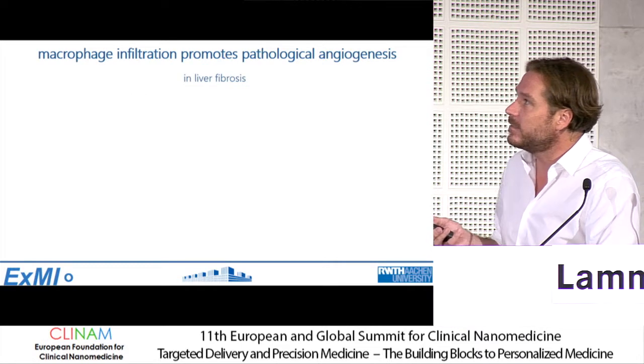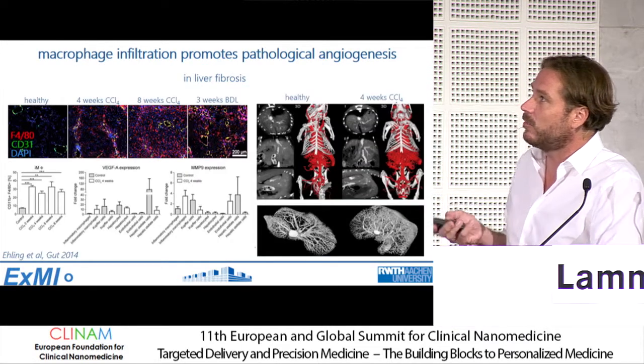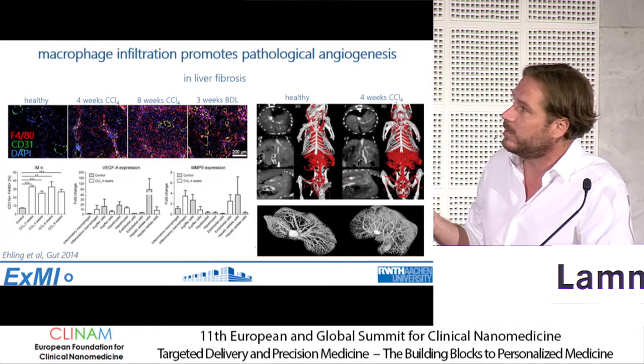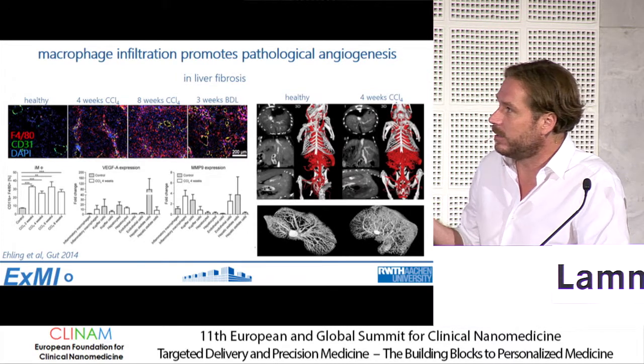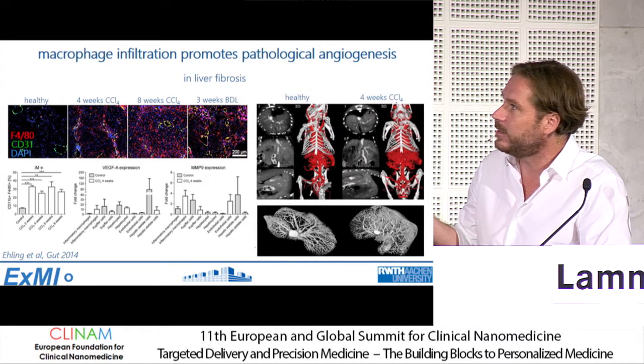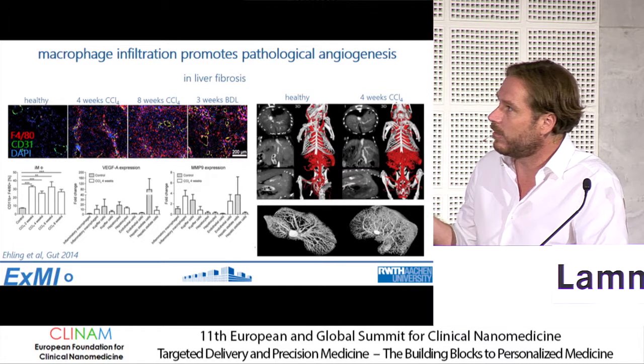And we have good evidence that that is actually the case. So we started off doing work in liver fibrosis, where you see that these are healthy livers here. These are livers in different stages of fibrosis. This is a second fibrosis model.